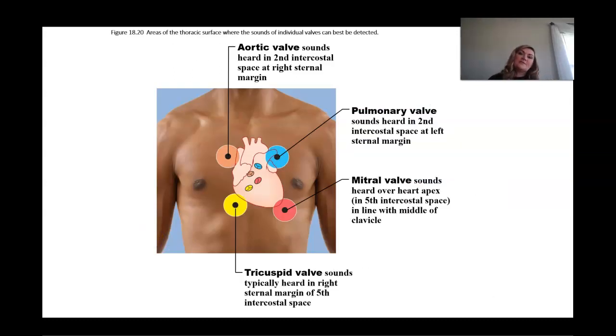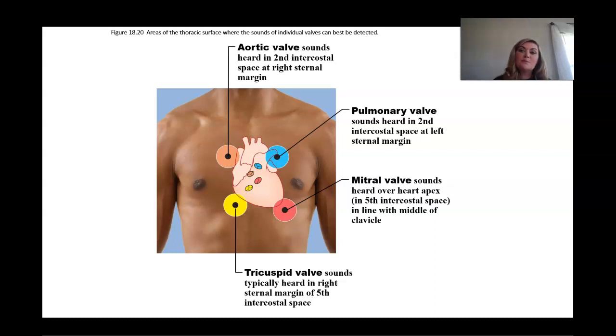So if you want to listen to different sounds in the heart, you also might notice that when you go to the doctor and they're listening for these sounds, they'll move the stethoscope around your chest and they'll listen as you're just breathing normally. If they're listening to the aortic valve, that sound is going to be heard at the second intercostal space at the right sternal margin. So you find the sternum, which is the center of the chest, and then you go over to that second intercostal space. That's going to be between the second and third rib.